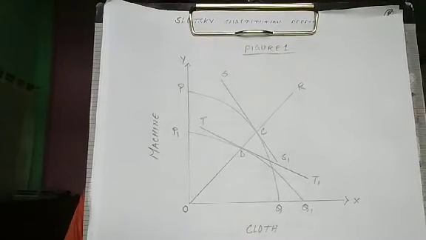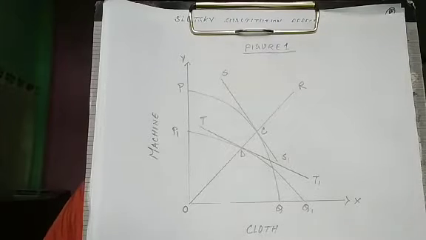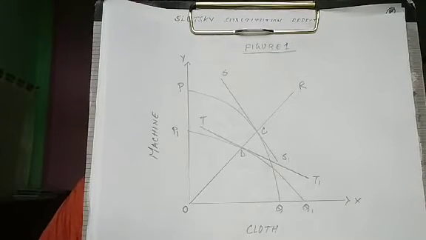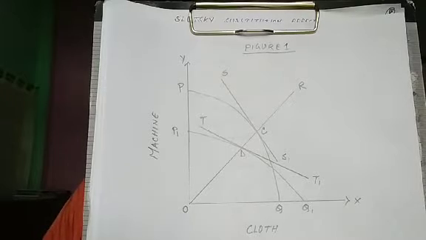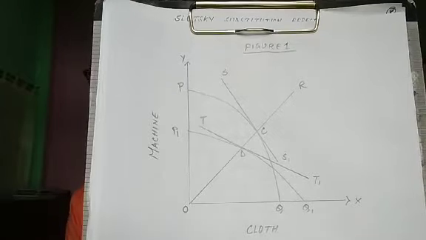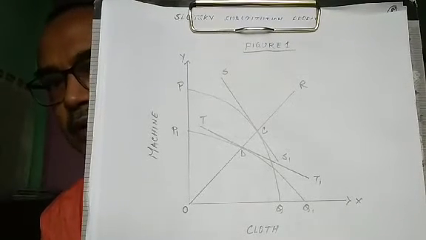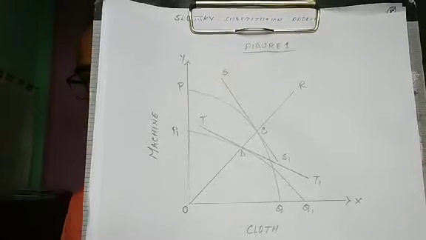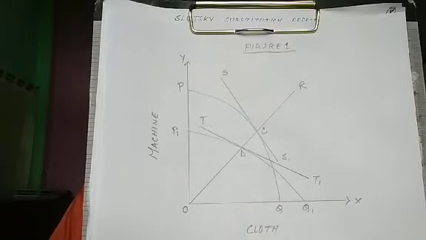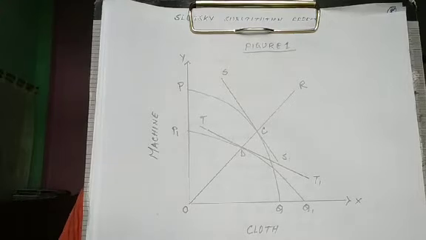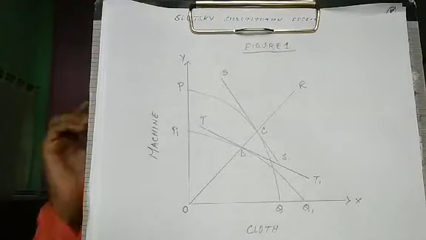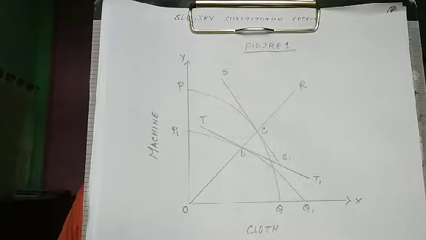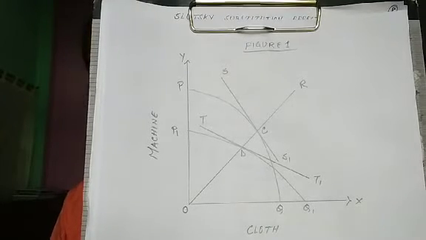If both the countries produce machine and cloth in the same proportion, and production occurs along the line OR. OR is the line that divides the quadrant into two parts, a 45-degree angle line. If production takes place along the OR, country A would be producing at point C and country B will be producing at point D.